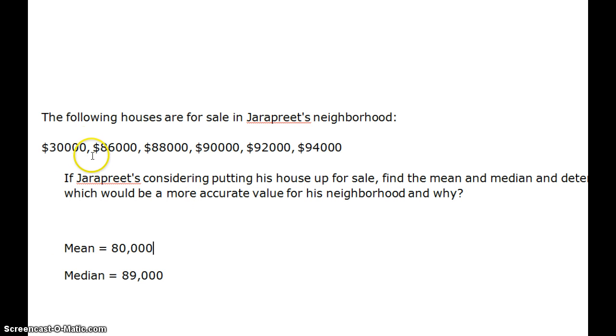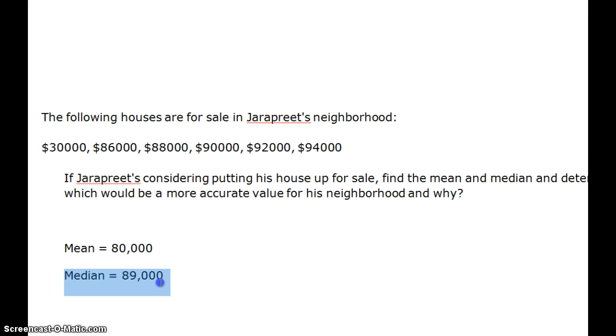Well, the mean would actually fit in right here in the data. So it's actually on the low end. There are 1, 2, 3, 5 houses higher than the mean and only 1 below it. The median, on the other hand, would fit in right here, and there's 3 houses below it, 3 houses above it. So it's actually giving you a better picture of the actual homes in the neighborhood because it's right smack dab in the middle. And just looking at these numbers, most of them are closer to 89,000 as opposed to being close to 80,000. 80,000 again is on the low end, while 89,000 is right smack dab in the middle.